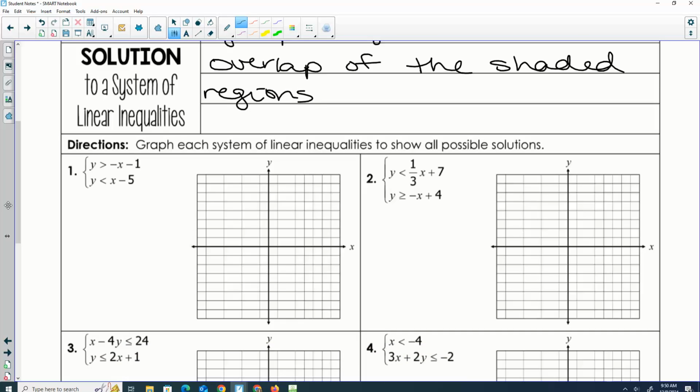So today on your work, we are going to have multiple things that we are shading. It might be helpful, if you want to use a highlighter or a colored pencil, you can. Otherwise, shade really lightly at first, and we will darken in the final answer. So we do have to pay attention there.